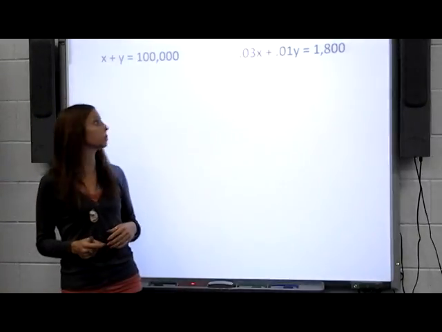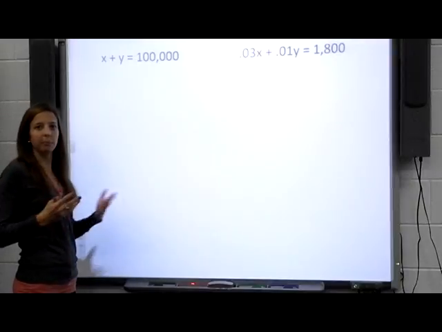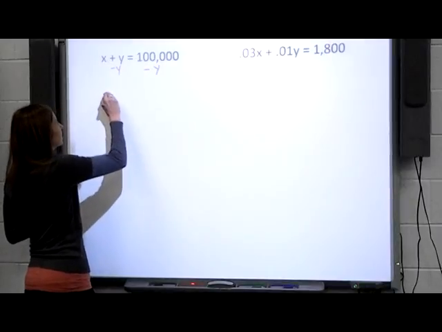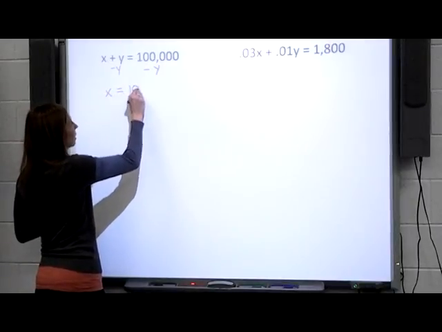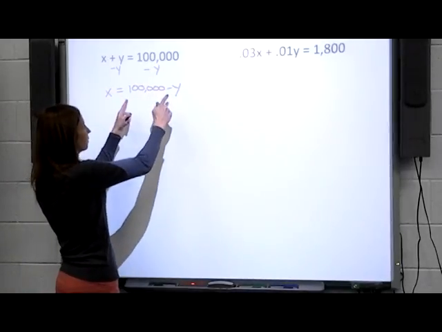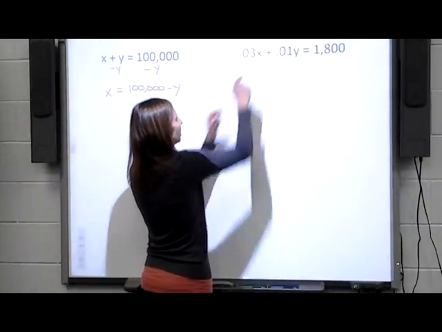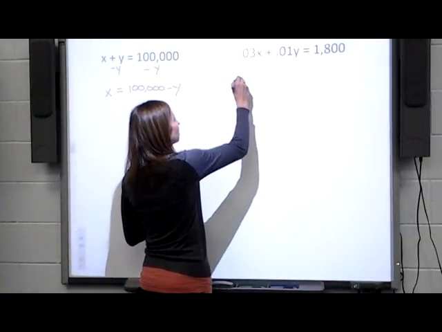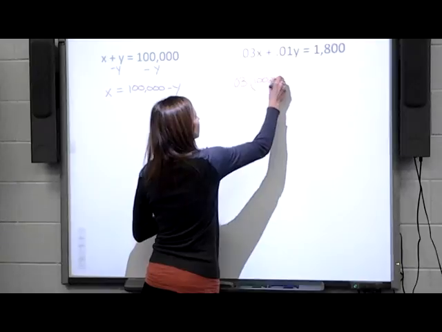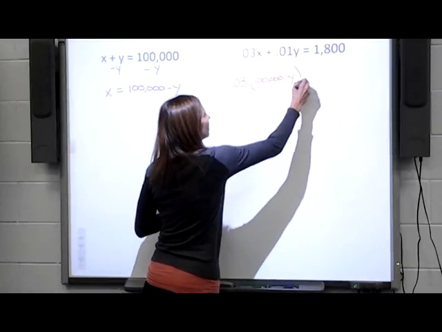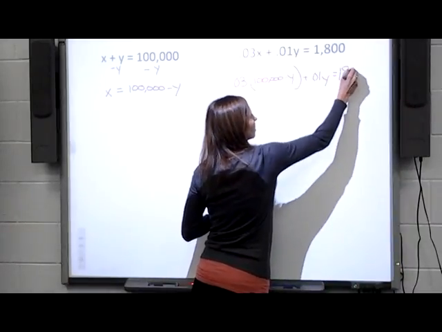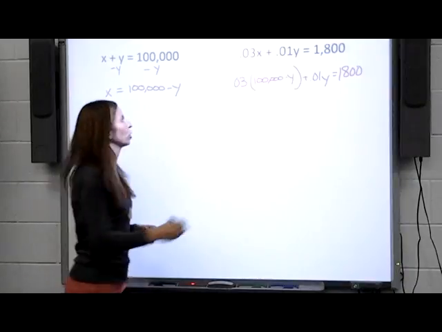So let's go ahead and solve. Okay? I'm going to make the X by itself. So I'm going to subtract Y from both sides. That means that X will be equal to 100,000 minus Y. So we're going to take this information and go ahead and substitute it into our X. So 0.03 times (100,000 minus Y) plus 0.01Y equals 1,800. Okay? Just like before, we're going to distribute.